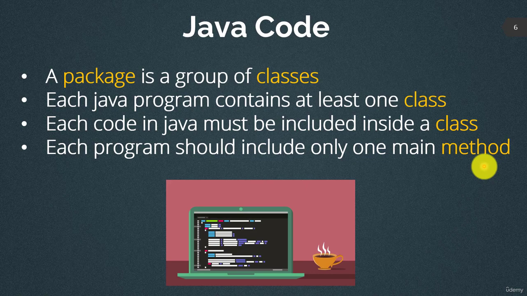But you can have more than one package. You can have more than one class inside your code. You can also have more than one method inside your code, but only one main method. So we have packages. Inside packages, we have classes. Each class consists of code, and in this code, we have variables, data, and we have methods. One of them is the main method.